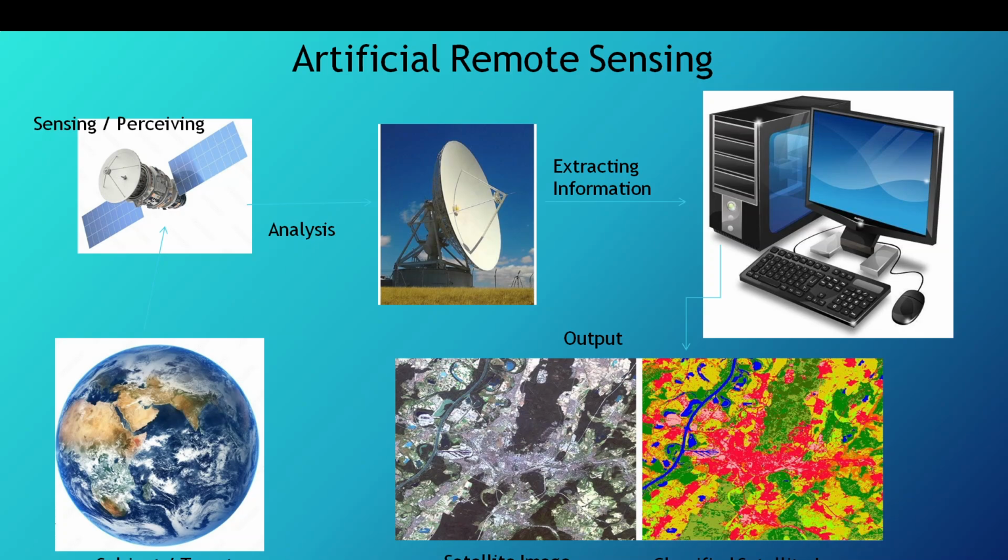On the bottom right, we see two examples of such outputs, a raw satellite image and a classified image, where different land cover types are highlighted in different colors. This structured approach allows us to monitor environmental changes, urban growth, disasters, and much more, making remote sensing a crucial tool for decision making in various fields.